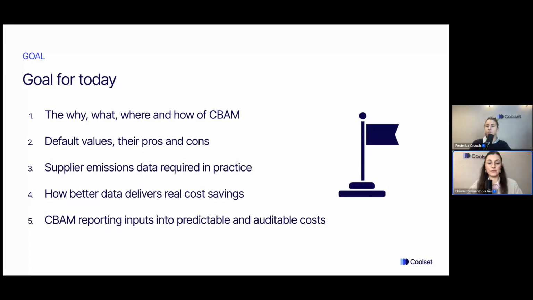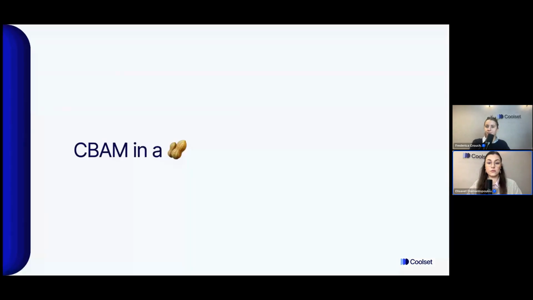And some goals to outline for today. So I assume all of you here are interested in the CBAM, so we'll talk you through the why, the what, the where, and the how. So giving you a bit more context and understanding. We'll be diving deeper into default values, their pros and cons, and supplier emissions data and how and when it's required in practice. You should leave with a better understanding of how better data can deliver real tangible cost savings and how you can bring that back to the boardroom or your company. And finally, how CBAM reporting inputs into predictable and more auditable costs. So again, that kind of tangible business side.